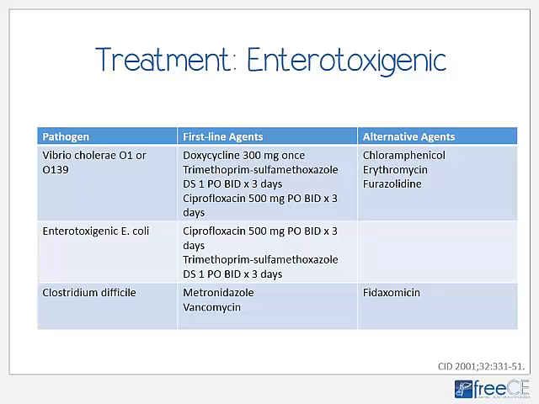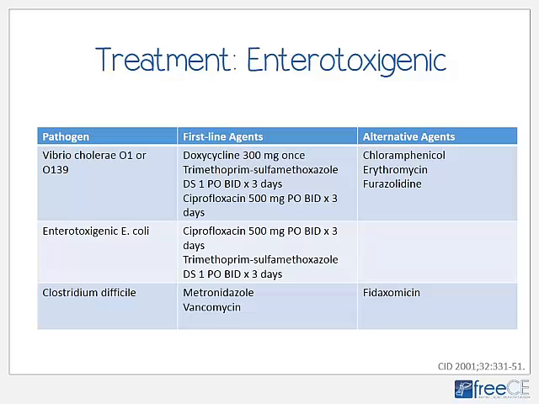You can see that the treatment options are based on first-line agents and then alternative agents. Doxycycline, Bactrim, and Cipro are listed up there for Vibrio and E. coli, which are going to be frequently traveler's diarrhea-associated pathogens. You see some alternative agents up there, but in general, Cipro and Bactrim are really great options to cover almost all of your traveler's diarrhea-associated pathogens. For C. diff, we're talking about different treatment options: metronidazole, vancomycin, and an alternative, fidaxomicin.